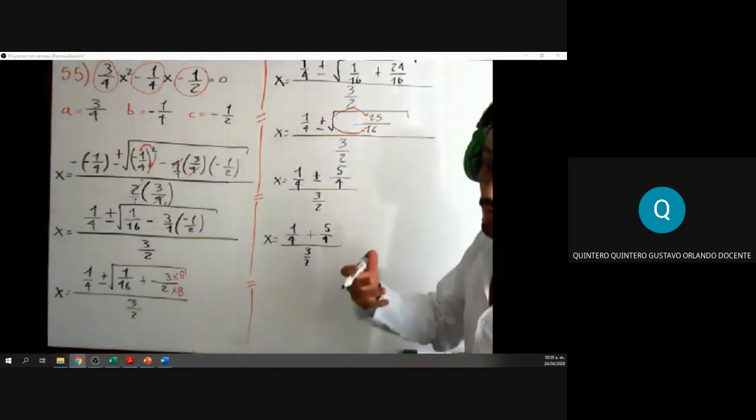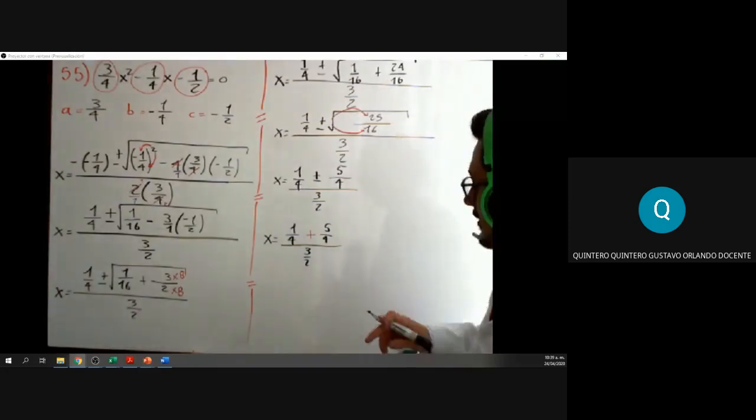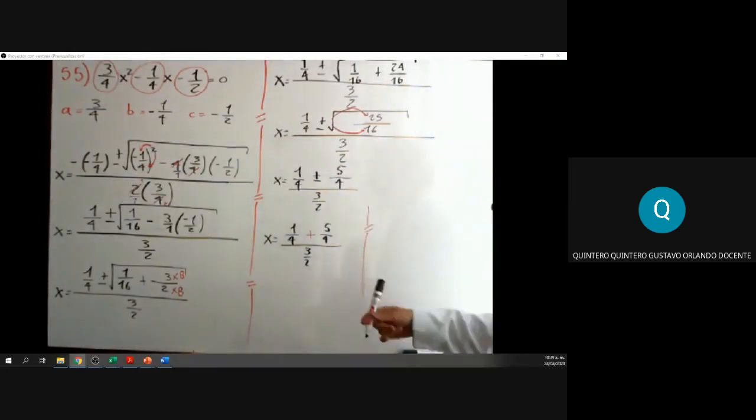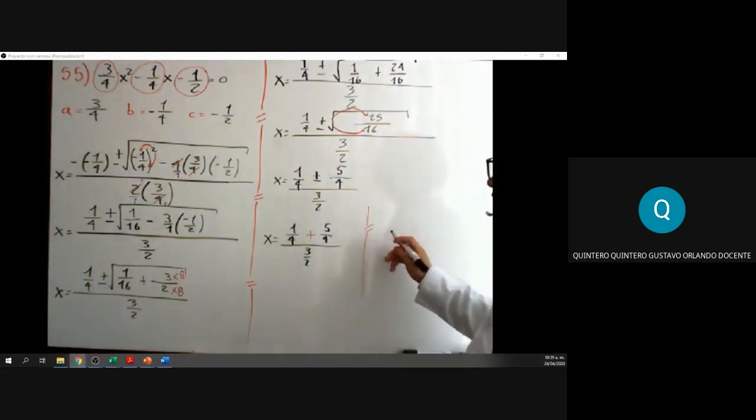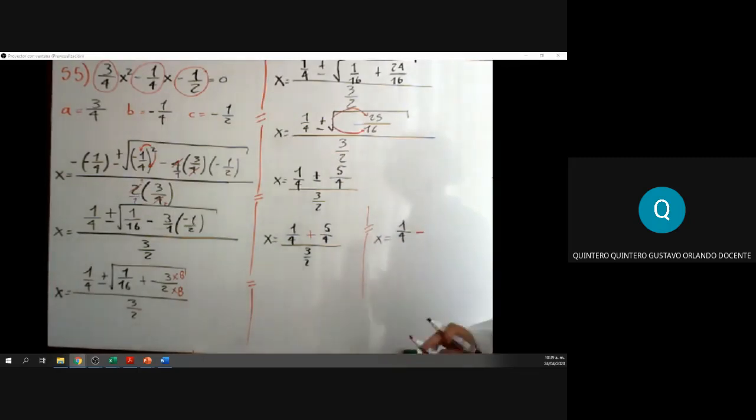A lot of overs in this exercise, right? But it is exactly the same process. This is one possibility, and now the other possibility. The other possibility will be with the negative value. So X will be 1 over 4 minus 5 over 4, and all of that over 3 over 2.